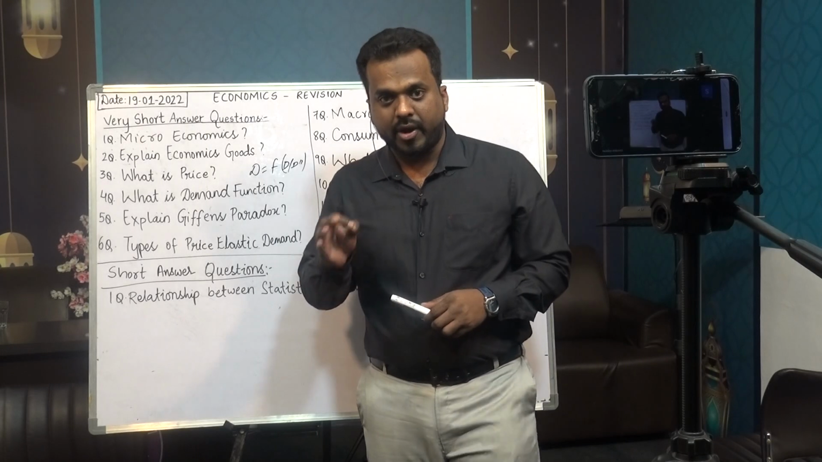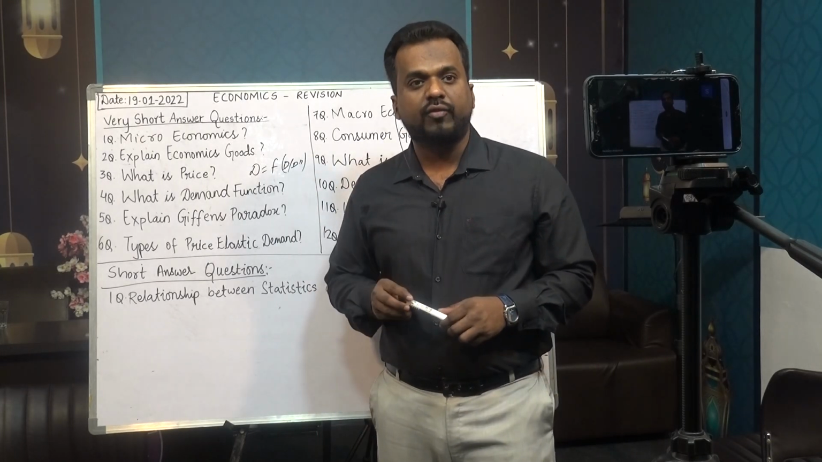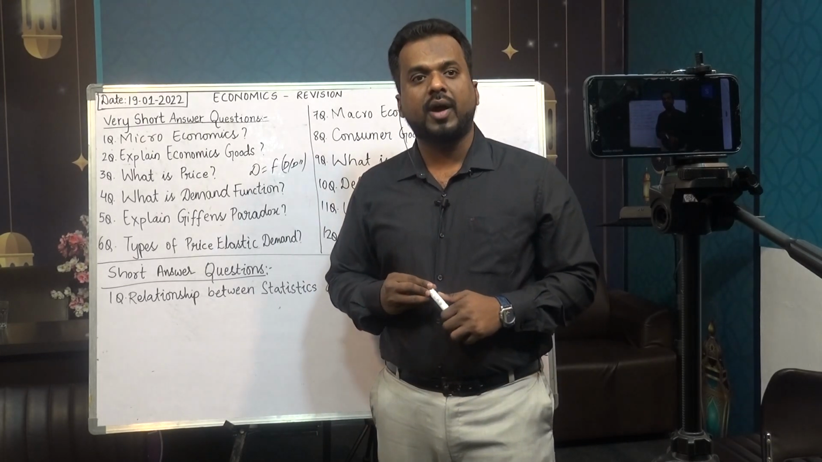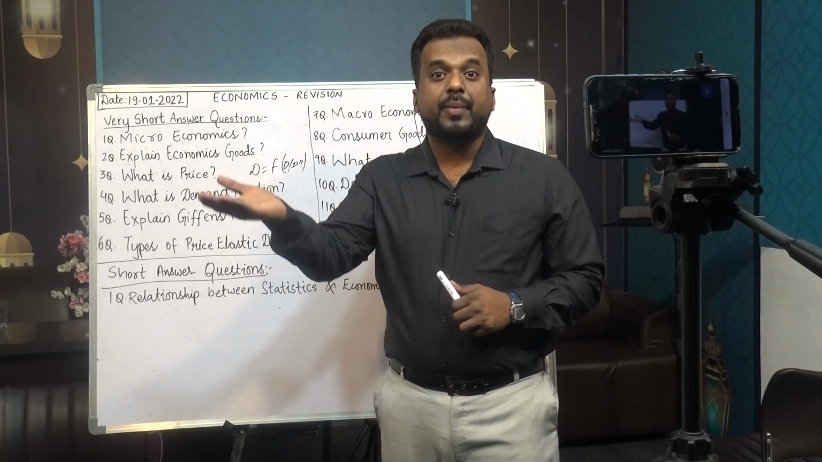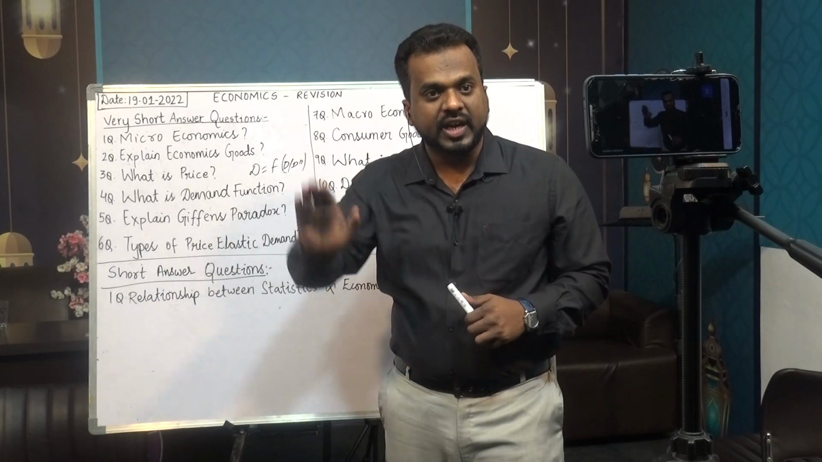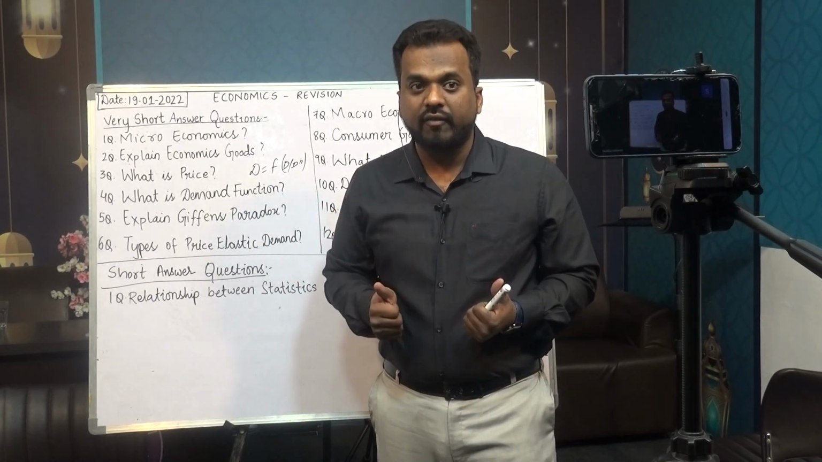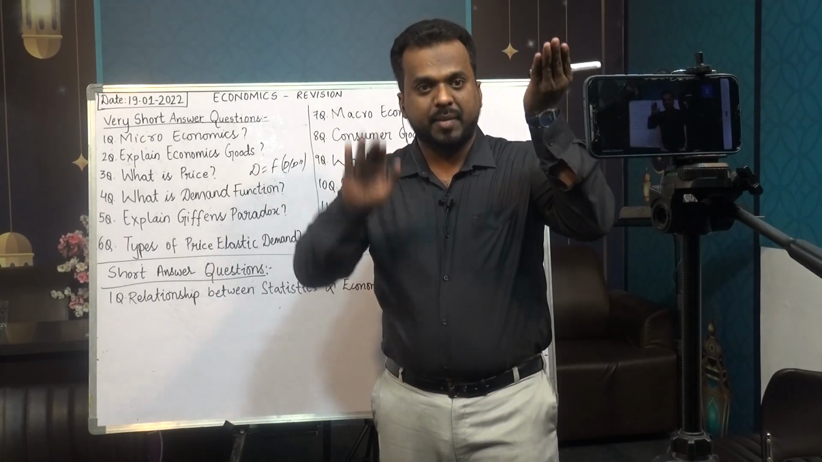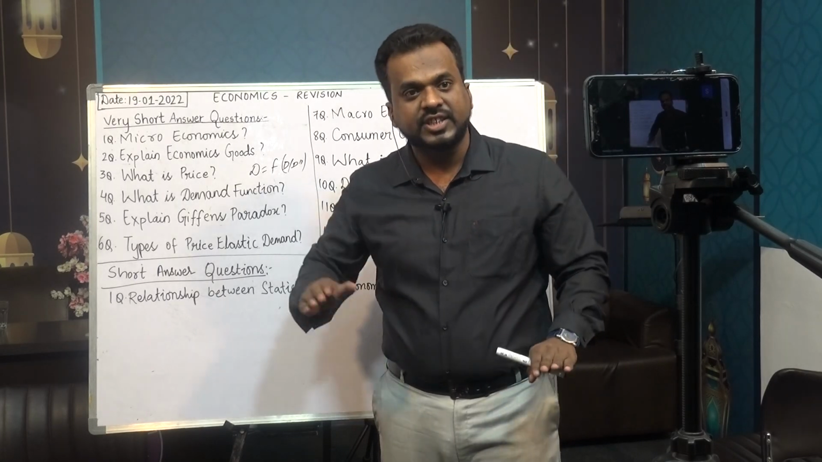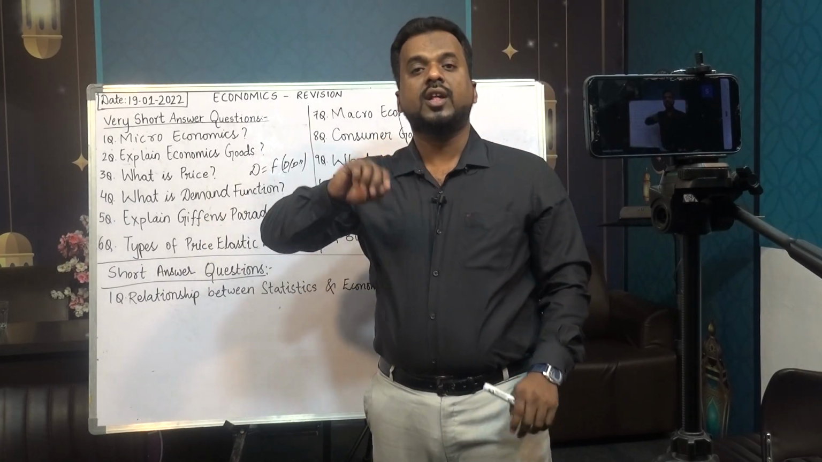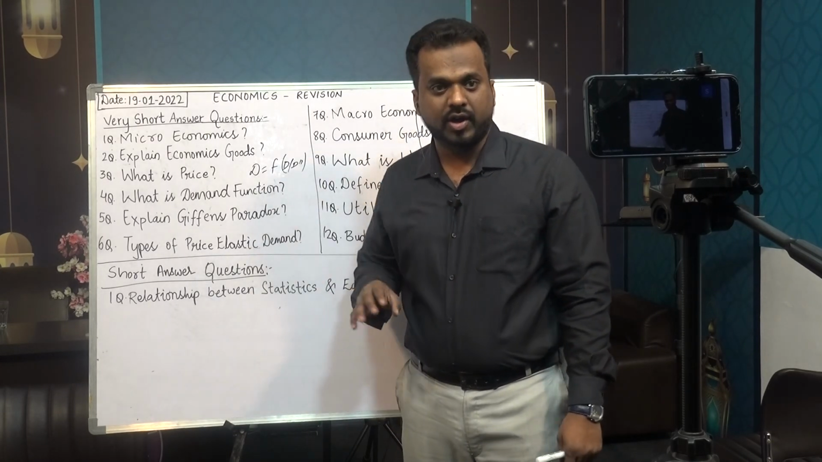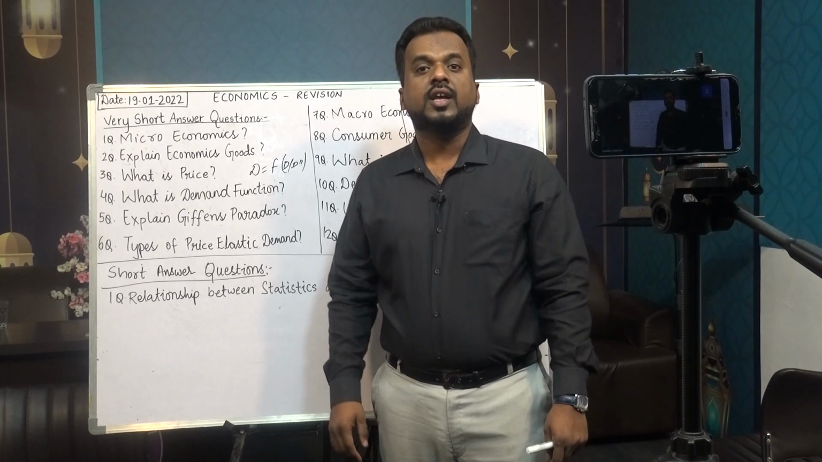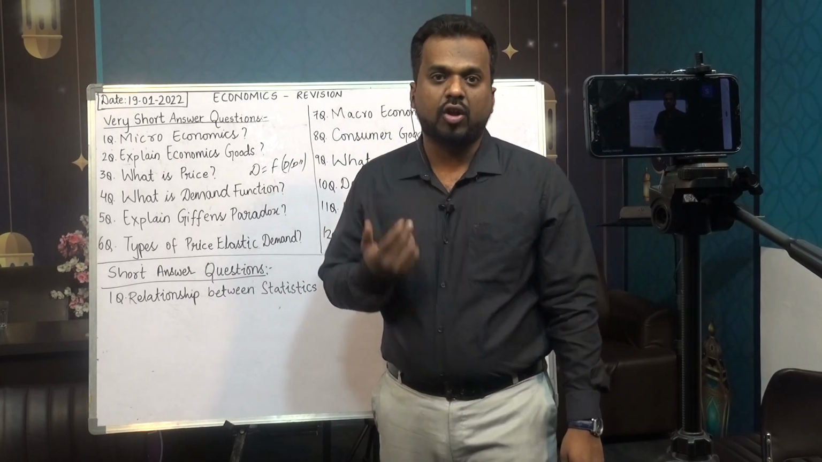So Giffen paradox is one of the exceptions of law of demand. What is law of demand? When the price decreases, the demand increases. When the price increases, the demand automatically decreases. This is law of demand. So in some cases, in some exceptions, like Giffen paradox, Veblen effect, these are the exceptions of law of demand.